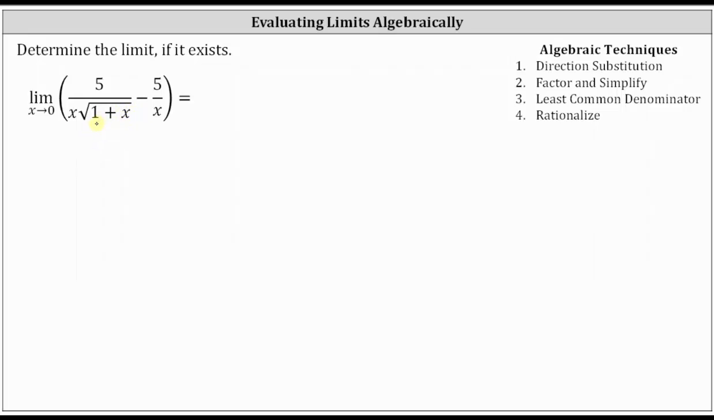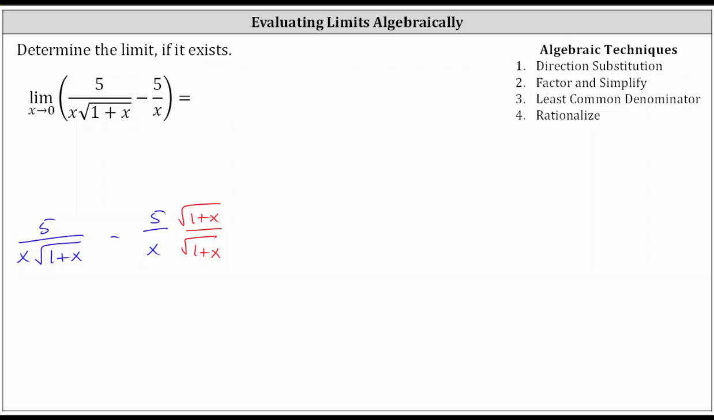So in this case, the only thing we can possibly do here is begin by subtracting the two fractions. In order to subtract the fractions, we must have a common denominator. The least common denominator is the product of x and the square root of the quantity 1 plus x. And therefore we'll multiply the numerator and denominator of the second fraction by the square root of the quantity 1 plus x.